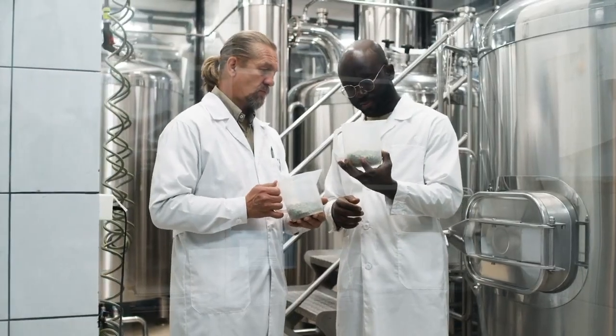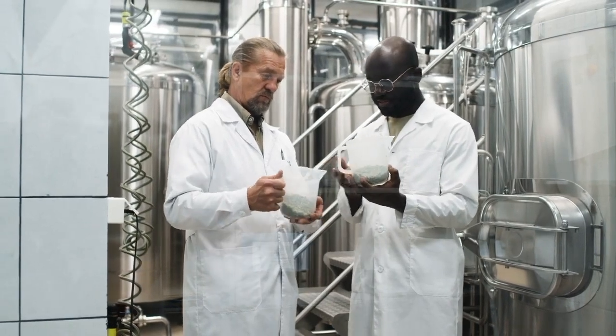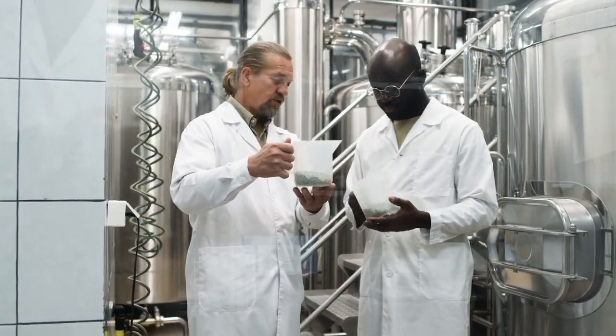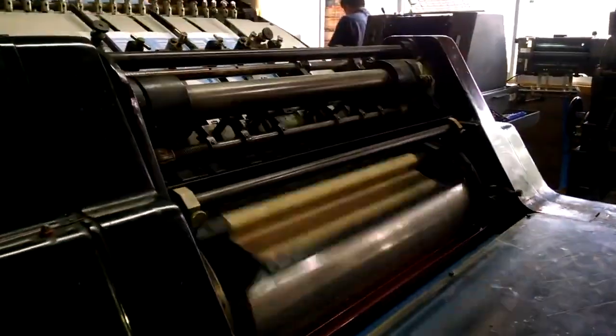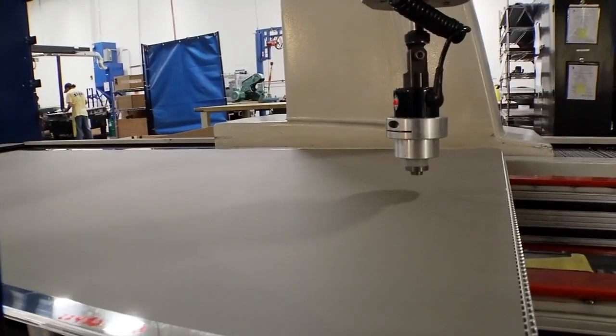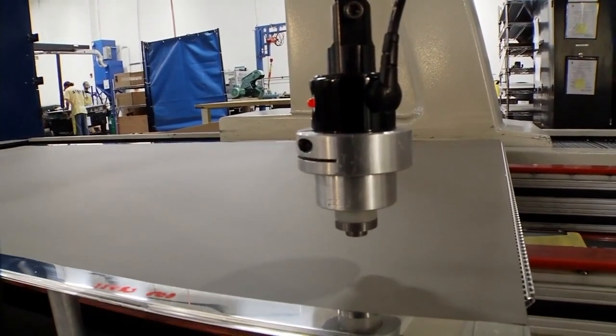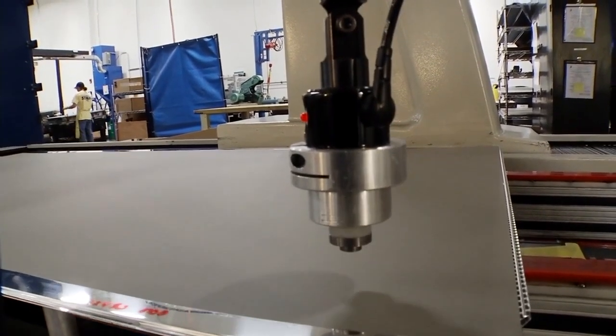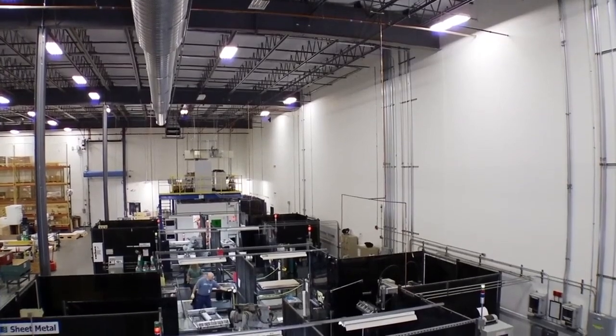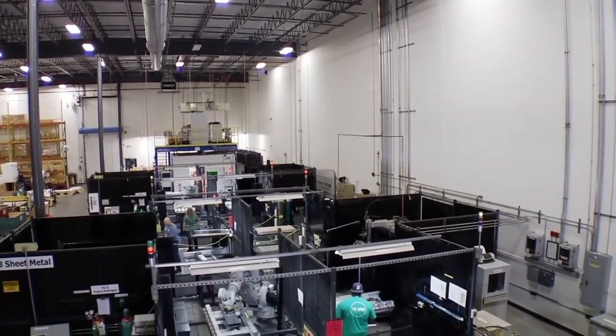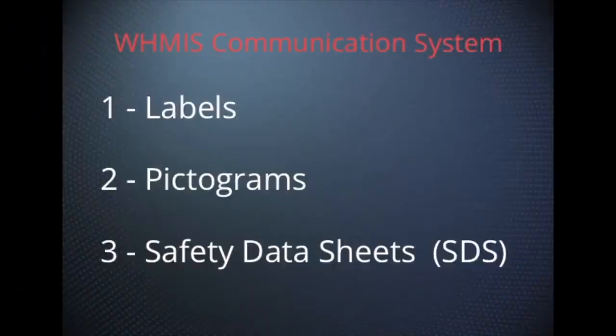WHMIS applies to all workplaces, which are covered by occupational health and safety legislation, where hazardous products are used. Workers everywhere have the right to know about the dangers they might face while performing their work. Through labels, safety data sheets, education, and training, workers are better prepared to safely use the hazardous chemicals they work with and are better prepared to protect themselves from harm. WHMIS is a communication system with three main parts: labels, pictograms, and safety data sheets, or SDS for short.